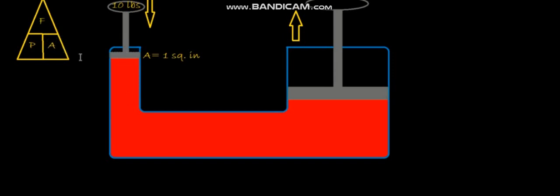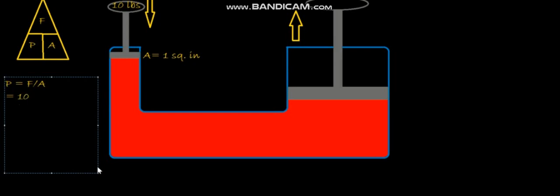Okay, so now we have that we can look at. So let's take a look. So solving for this, we would say, okay, well, pressure is equal to force divided by area, right? So we could say that our force is 10 pounds divided by my area of 1 inch square is going to equal 10 psi, 10 pounds per square inch, right?